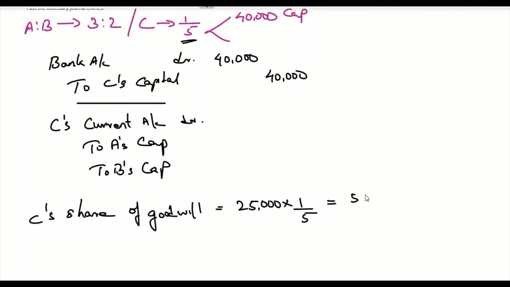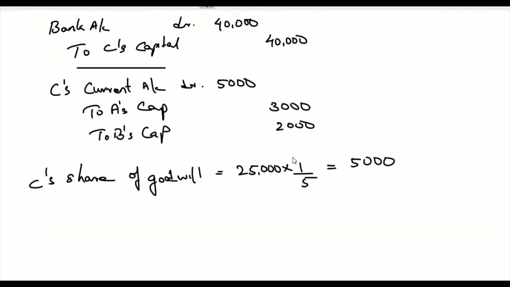So which means C will have to bring in goodwill of 5,000. So C's current account debit 5,000, it has to be shared in the ratio of 3:2. So A's capital 3,000, B's capital 2,000. Okay, now let's move on to the next question.